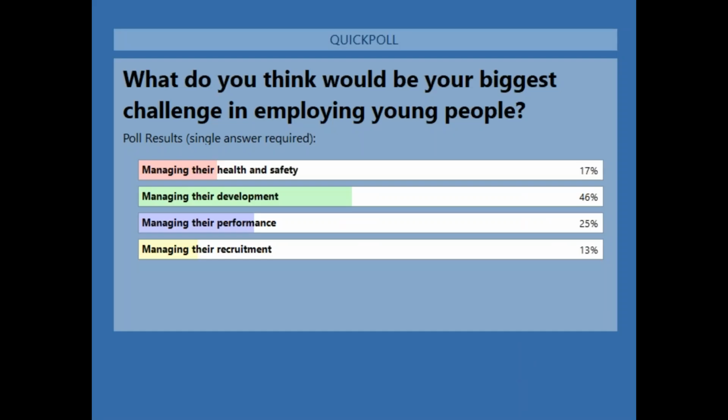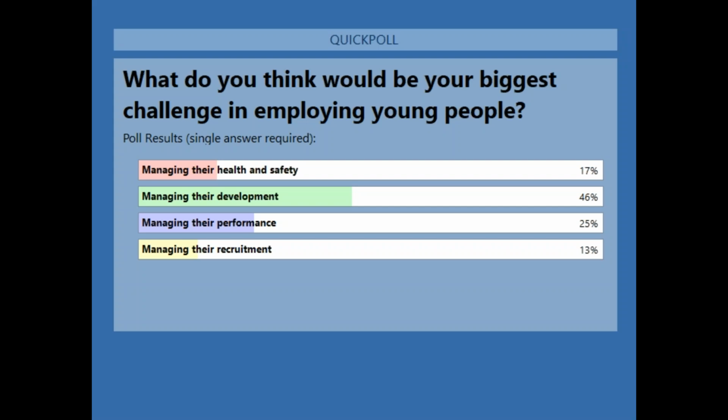So the biggest challenge is managing the development. We've been talking a bit recently about the Kickstart scheme in particular, because that has some specific requirements for managing the development of the individual person on that scheme. And we've put together a package that we are fine-tuning at the moment in order to cover off some of those things specifically targeted at young people, because that was the one area our clients were telling us that they felt they would need some help with.